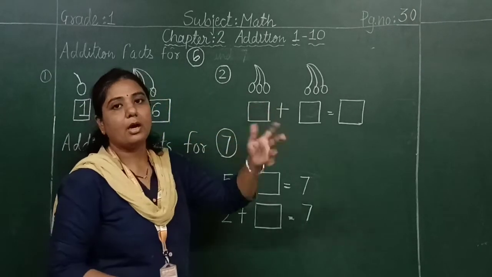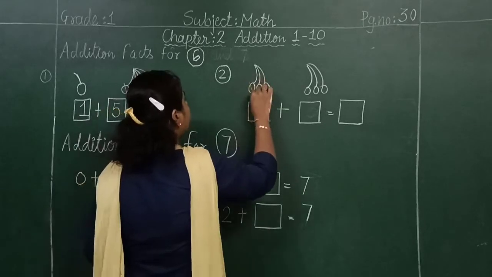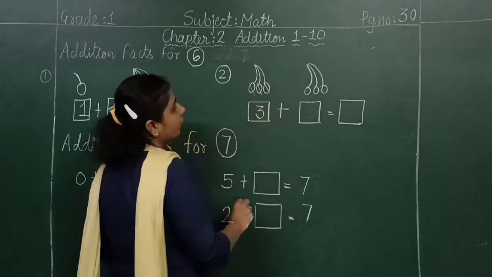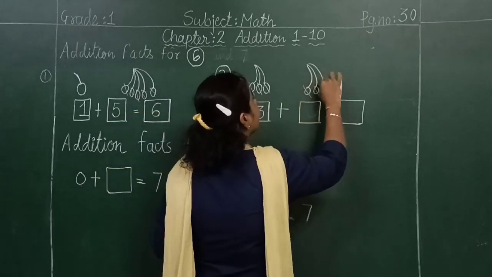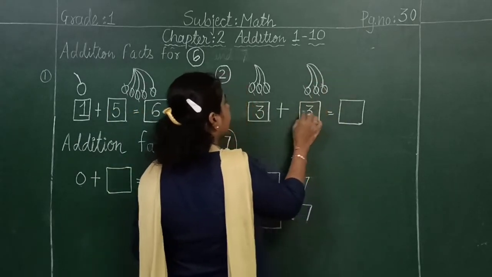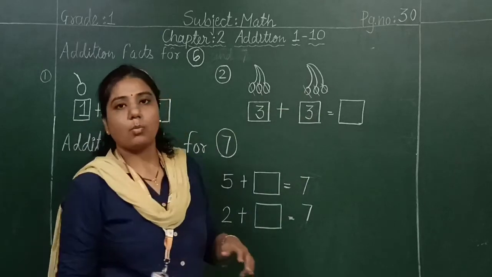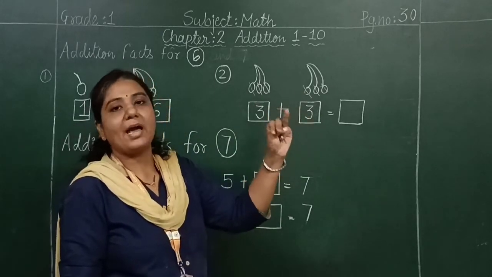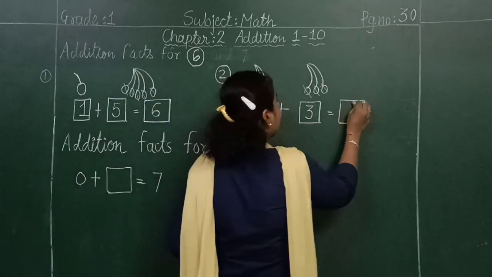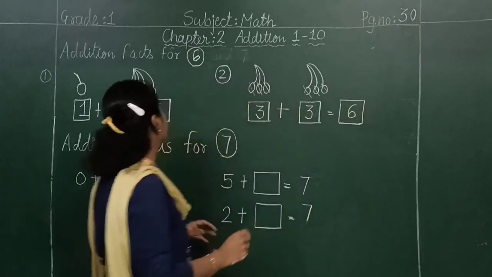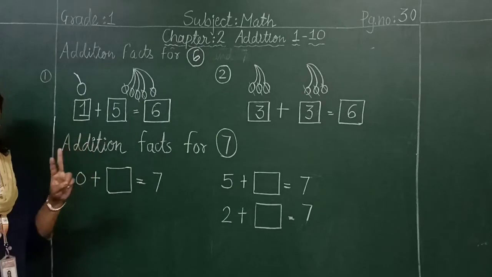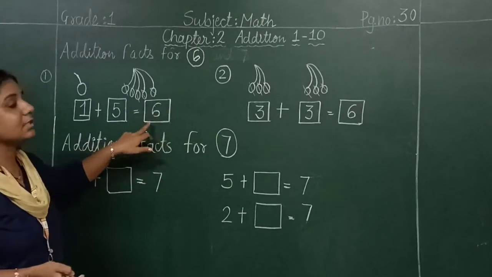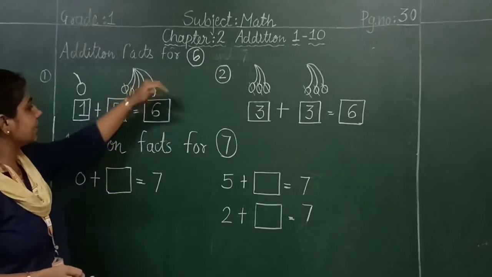Here you are having how many cherries? Can we count? 1, 2, 3. So write down in the box 3. 3 plus 3 makes how much? 3 plus 3, 3 after 4, 5, 6. So, 6. Here also digits are changing but answer is remaining 6 only. So, this is the addition facts for 6.